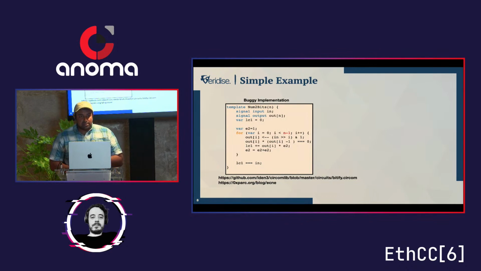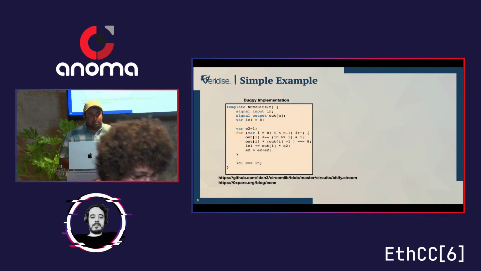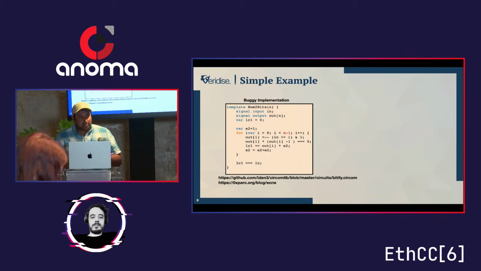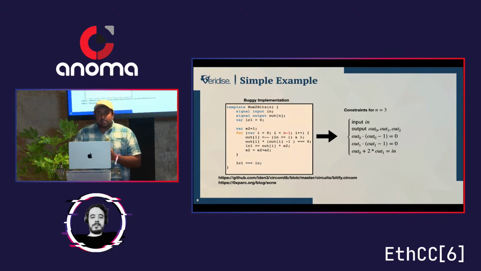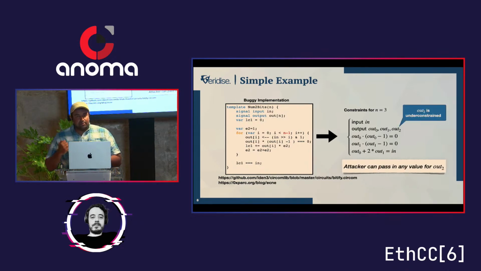The reason the circuit is buggy is that the loop condition iterates over the first n-1 elements instead of all n elements. So when this template is instantiated with n equals 3, so you only have a bit vector of length 3, the last element in the array is completely unconstrained. No constraints are generated for that bit. And that means that an attacker can pass in any value they want.